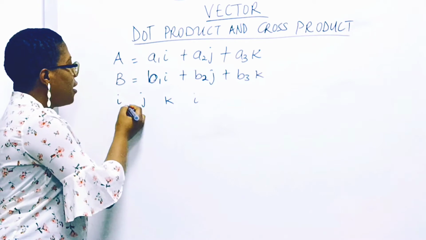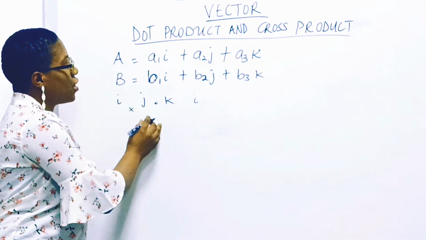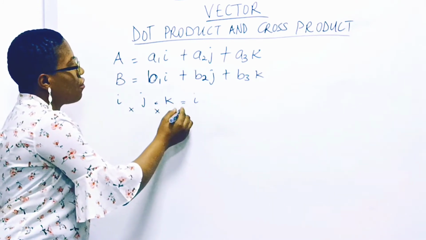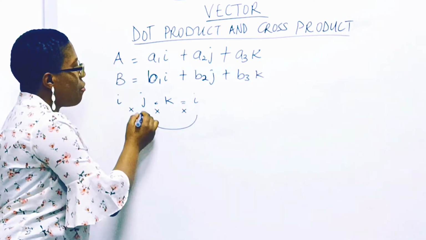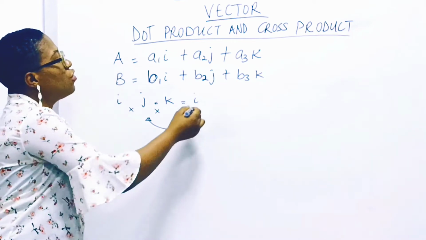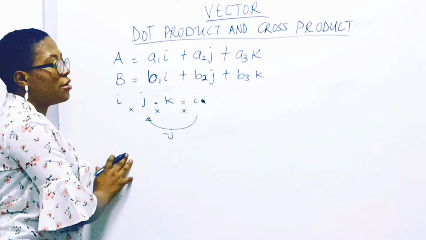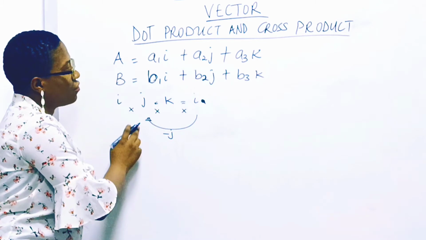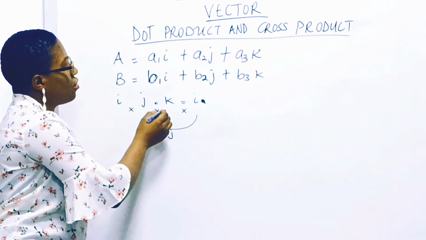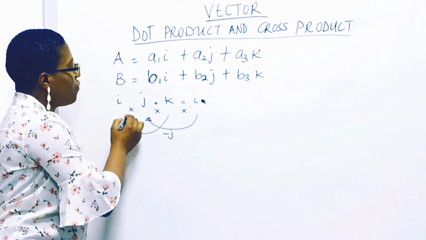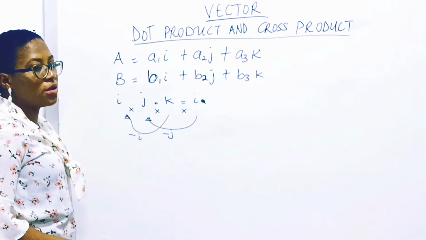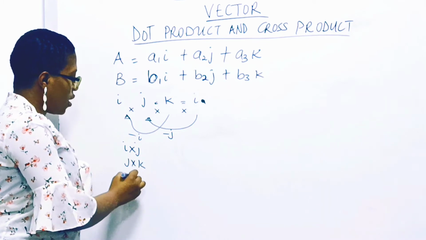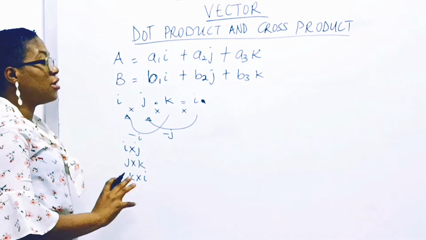Then you have I cross J is equal to K. J cross K is equal to I. K cross I is equal to J. Once you hit this end, you start becoming minus. Then you have done I, and K cross I gave us J. Now K cross J, going backwards now, gives us minus I. You understand? So if it's not I cross J, and it's not J cross K, and it's not K cross I, any other arrangement will be minus.